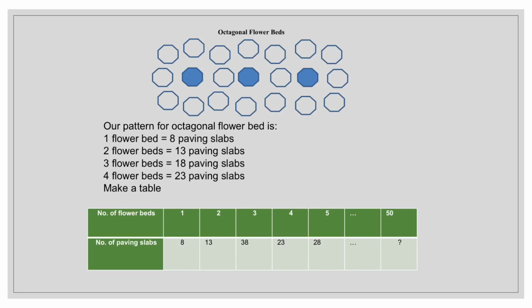So another polygon, which is octagonal flower beds. So dito naman yung pattern natin is every flower bed meron siyang 8 paving slabs. Kapag dalawa na yung flower beds, may 13 paving slabs. At kapag 3 flower beds, may 18 paving slabs na siya. At kapag 4 flower beds, may 23 paving slabs.